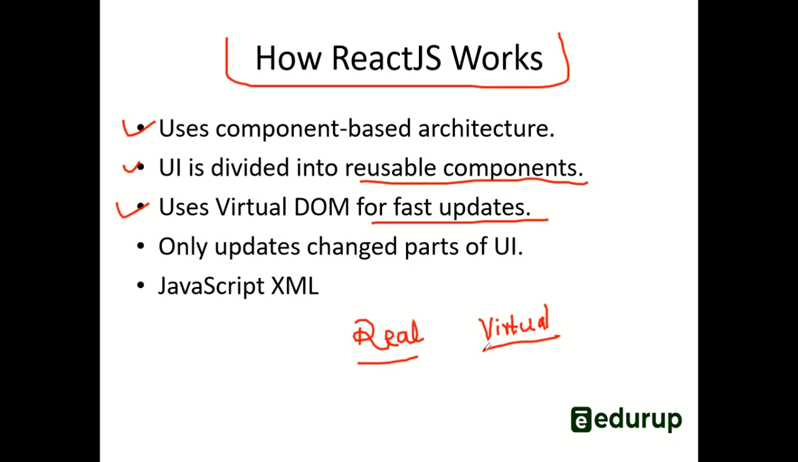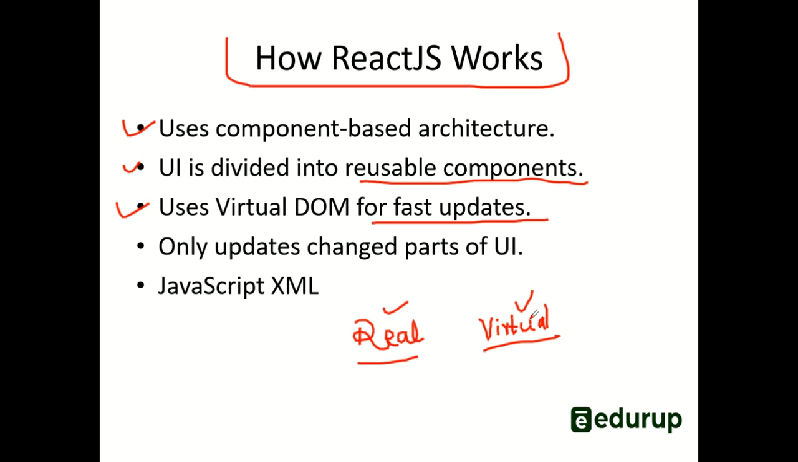Because it may have to read a lot of elements. Everything is checked and a lot of elements are redrawn. That is also the real DOM concept. In React, we use the virtual DOM concept. The real DOM is a slow process, which is a disadvantage. We move to the virtual DOM concept, which is a lightweight copy of the real DOM. It is just a copy of the real DOM.